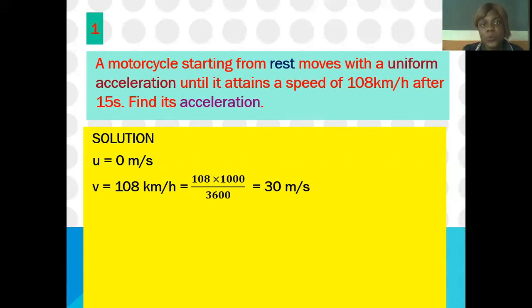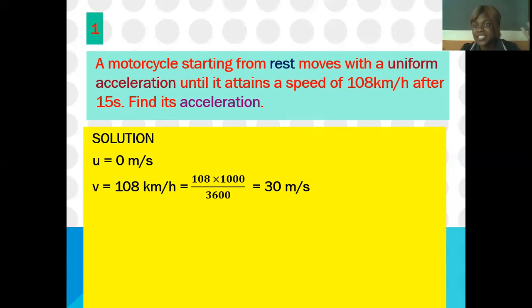You cannot work with two different sets of units. Remember, our time is in seconds, so you cannot work with two different sets of units. So you need to change from kilometers per hour to meters per second. And how do we do that? Of course, we know that 1,000 meters make 1 kilometer, so we multiply by 1,000. And we know that there are 3,600 seconds in an hour, so we divide by 3,600. And then we get 30 meters per second.